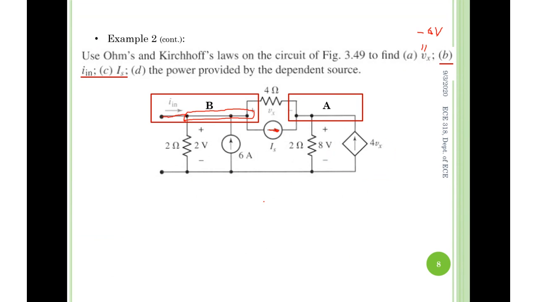Because this is very straightforward, 3 or 4 minutes should be enough. I give you that amount of time, and then we come back and I have you present the solution. KCL at B to find IE, KCL at A to find IS. Go ahead.